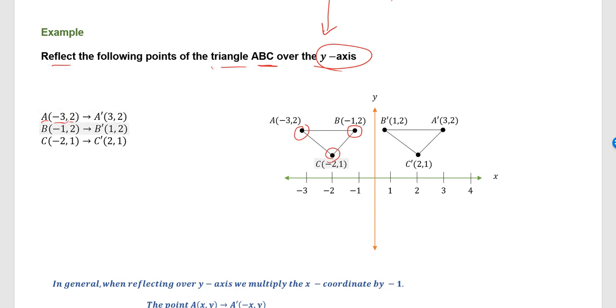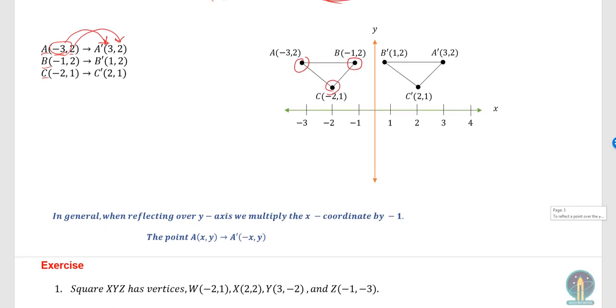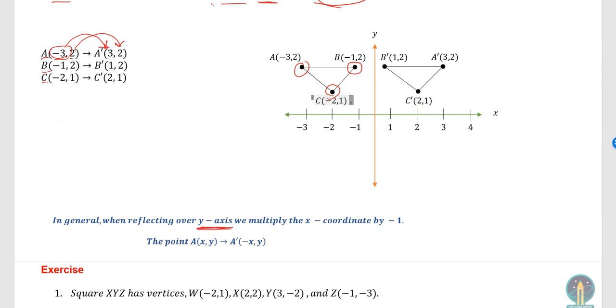So in this case, the x is multiplied by -1, whereas y is just the same, right? You do the same thing for B and C. So the x-coordinate is multiplied by -1, and the y-coordinate remains the same. The same thing for C. So when reflecting over the y-axis, we multiply the x-coordinate by -1.